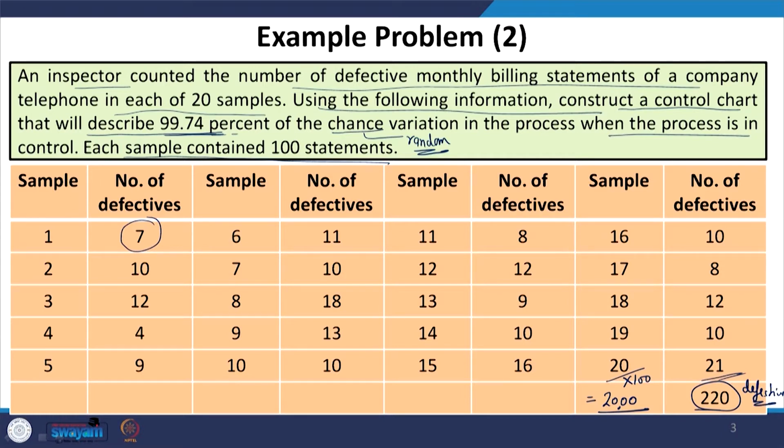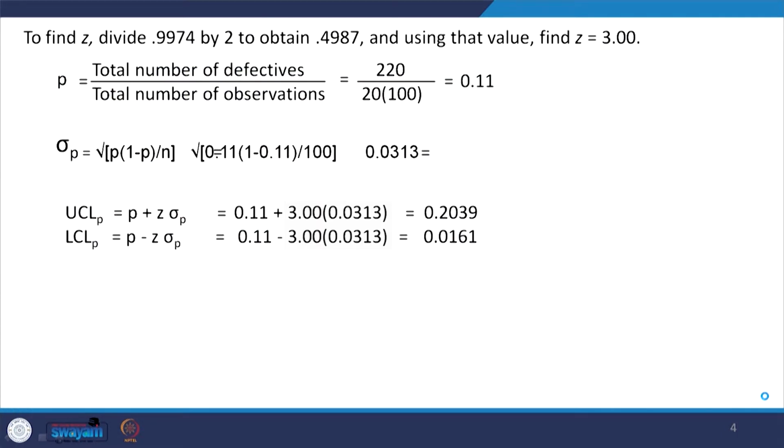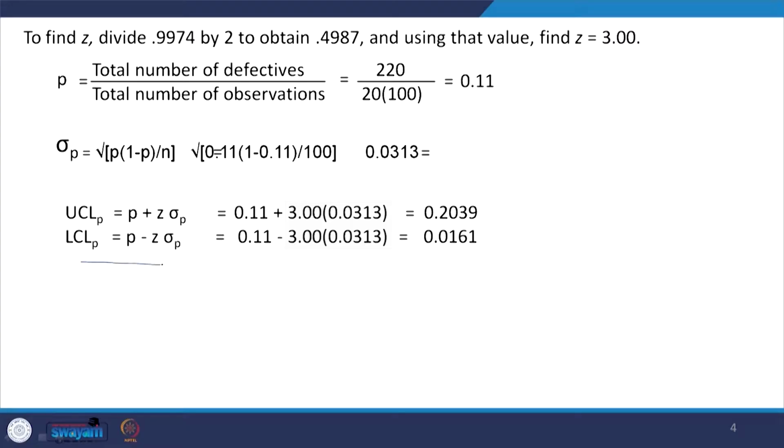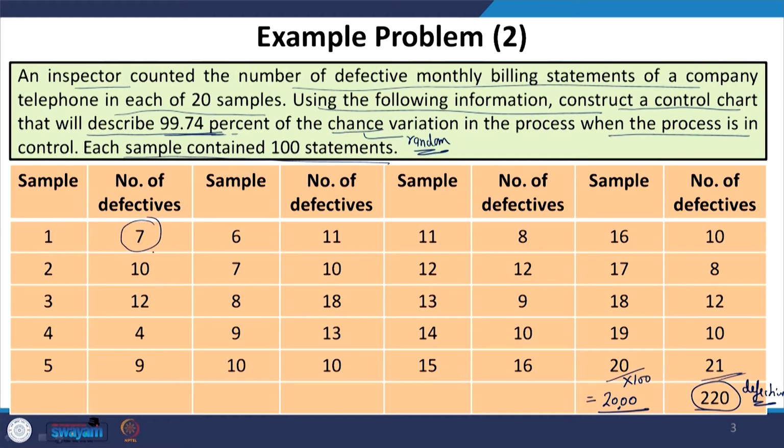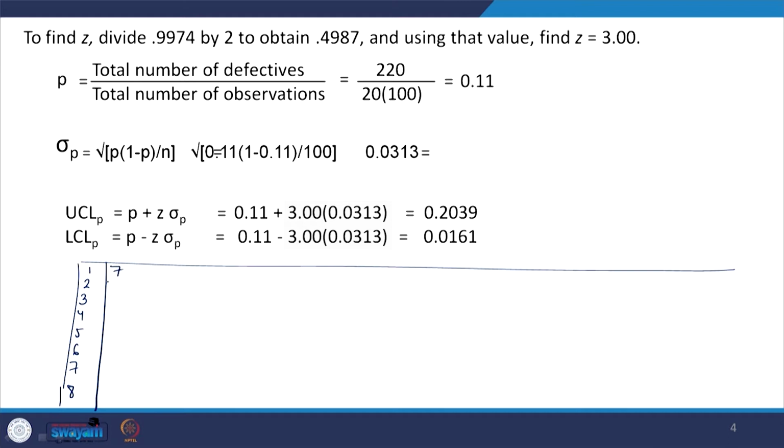Here we are going to see how to calculate. First, we need to calculate the p value. It is always better that you make a table. In this table, the sample numbers are 1, 2, 3, 4, 5, 6, 7, 8 and so on, and let us see how many defective pieces are there: 7, 10, 12, 4, and so on.